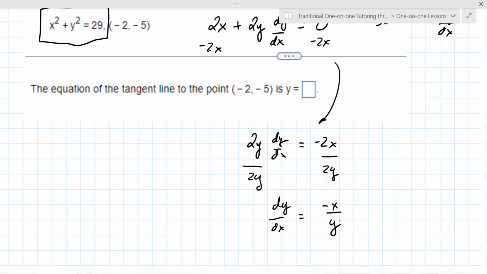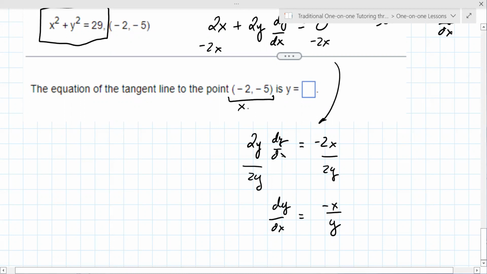But that is not the answer. You have to now plug in your x and your y, because what you want is a slope. If you recall, the derivative gives you the slope. So you plug that x and y value into the derivative. We previously only put in the x value, but that's the slope right there, minus 2/5.